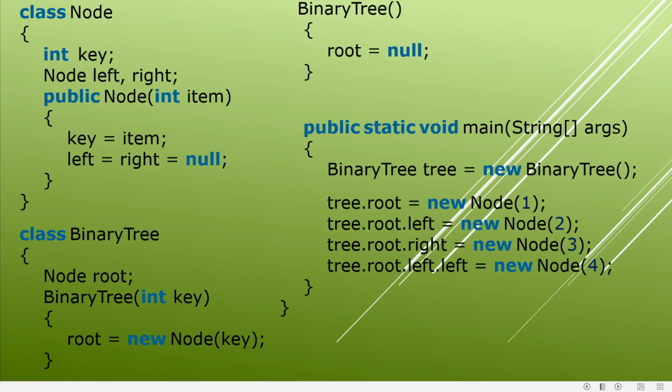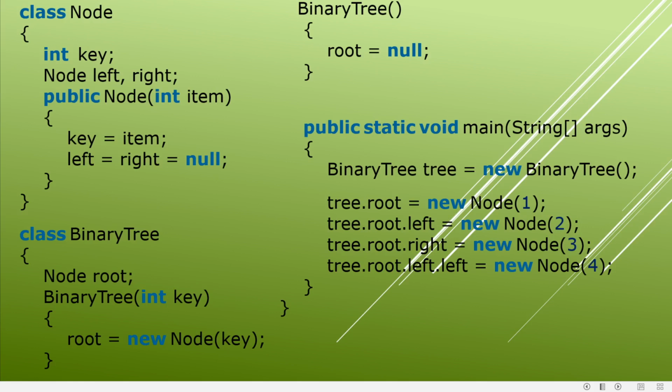Here I created a tree object for the class BinaryTree. Now the object for accessing this binary tree is tree. tree.root equals new Node(1). Now the item or key value is 1, with the left and right children as null. A node is created with value 1 and the left child and right child are null.